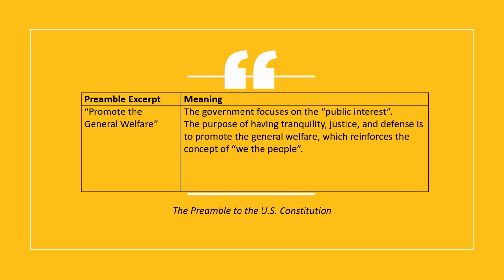To promote the general welfare, the government focuses on the public interest. The purpose of having tranquility, justice, and defense is to promote the general welfare, which reinforces the concept of we the people. So by promoting the general welfare, the government is protecting the public interest, which can take many forms that have already been introduced in the preamble to the U.S. Constitution.